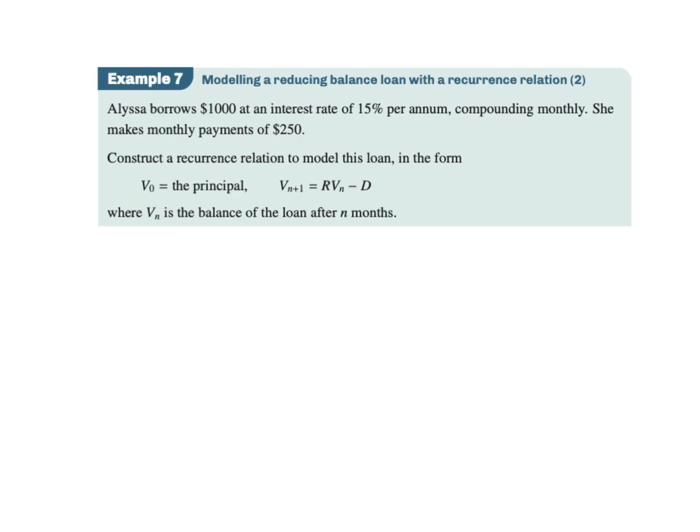Okay, so let's have a look at this one. Alyssa borrows $1,000, so there's my V0, at an interest rate of 15% per annum, so there's my R, and then compounding monthly. So I know that PPY equals 12. She also makes monthly repayments of 250, so I've been told the D value there. And once again, it's asking us to construct a recurrence relation for n months, so they want the monthly formula. We know that will be taken into account when we work out that R.